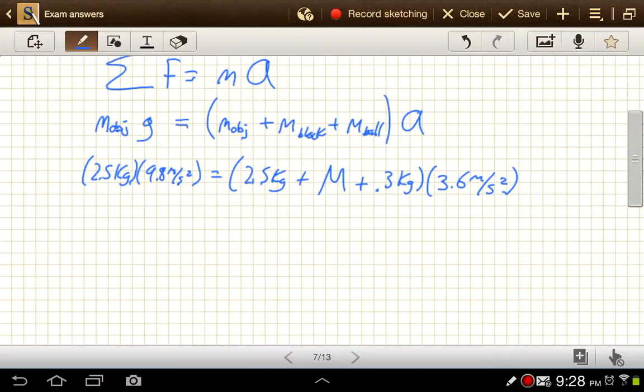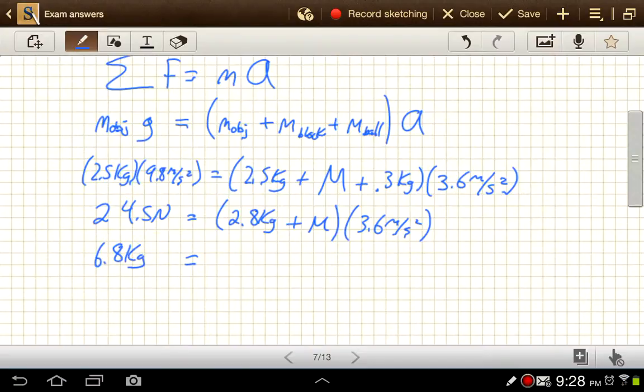And now all we need to do is solve for M. So this is 24.5 newtons, and that's equal to 2.8 kilograms, the 2.5 plus the 0.3 plus M, times our acceleration, 3.6 meters per second squared. We'll divide both sides by the 3.6 meters per second squared, and we get 6.8 kilograms over here. Remember, Newton means kilogram meters per second squared. Divided by meters per second squared, we just have kilograms left. It's equal to 2.8 kilograms plus M. Subtract the 2.8 from both sides, and we get 4 kilograms for the mass of the block.